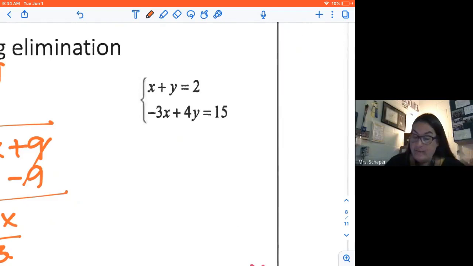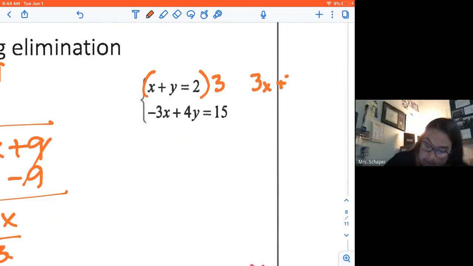Here we go. Everything's lined up. Looks beautiful. I need to make sure I can cancel something out. So I'm going to multiply my top equation by 3 because I know that 3 times x is 3x and 3x minus 3x is 0. And so I end up with 3x plus 3y equals 6, negative 3x plus 4y equals 15.